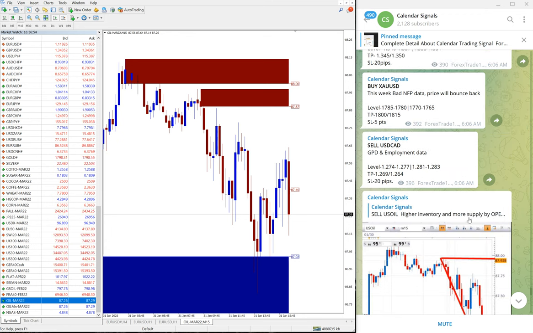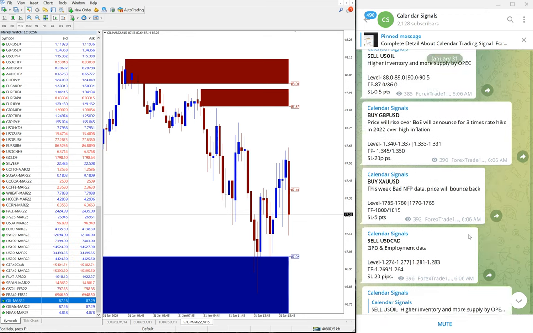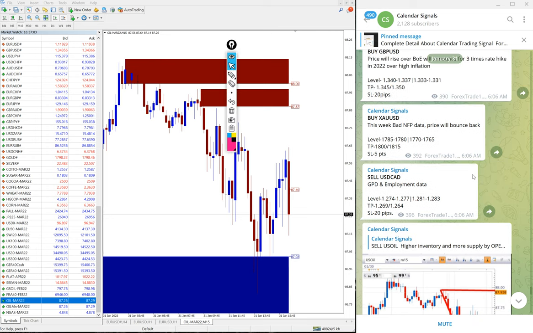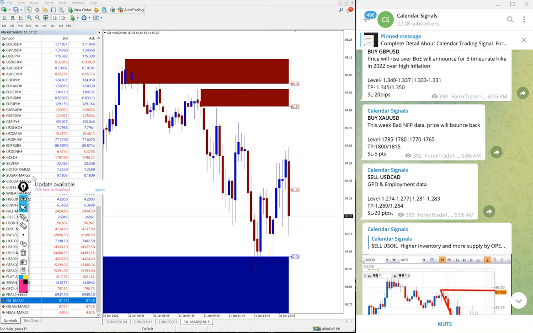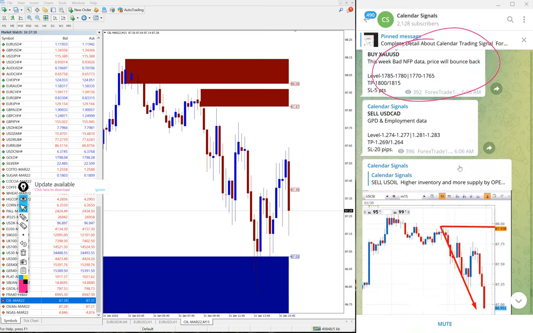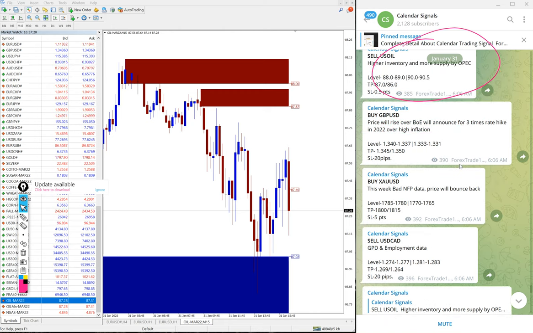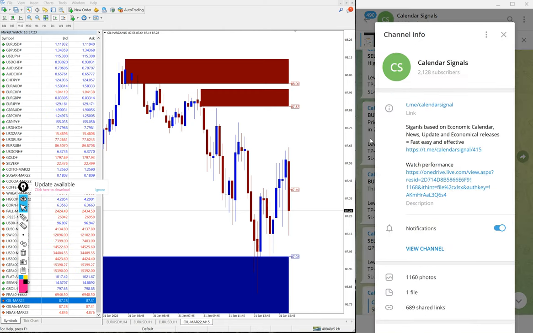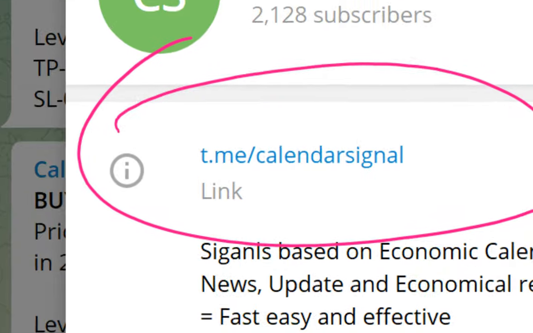Today we are going to show you the performance of our today's calendar signal. Today is January 31st. As you can see on the calendar on this Telegram channel, the date will pop up here. You can see as I scroll a bit, January 31st, and this is our free Telegram channel, t.me/calendar signal, where we are posting our free signals.